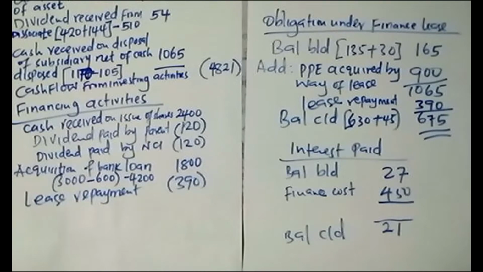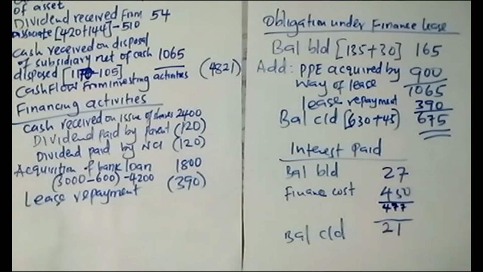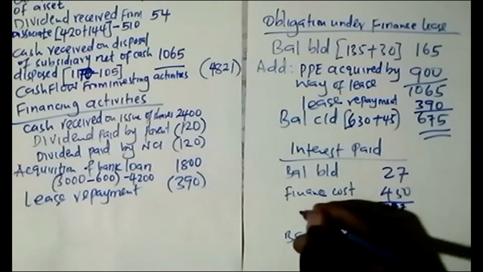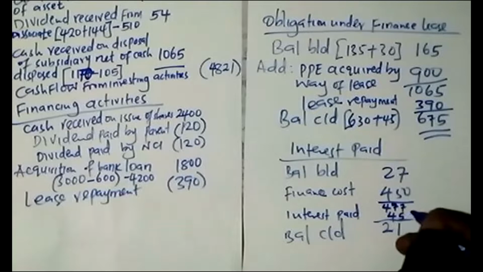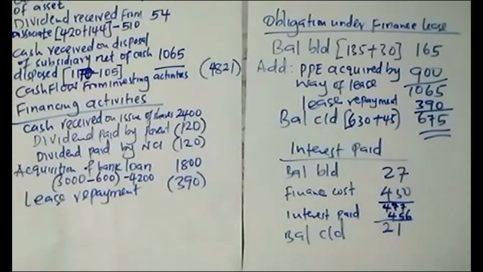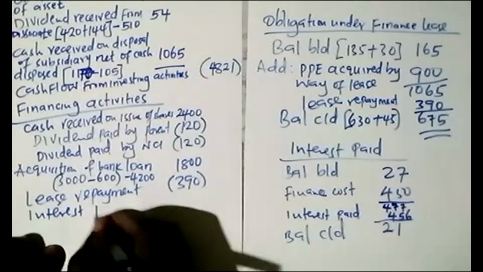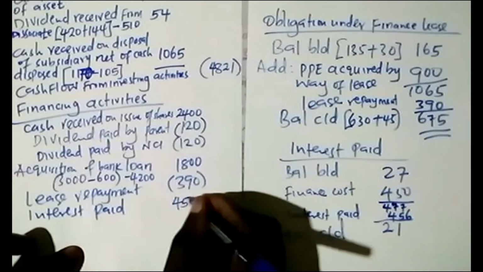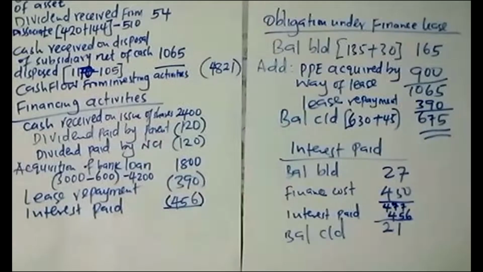So 27 plus 450, I'm getting 477. Then now it reduced to 21. So it reduced by 456, which means that they paid 456. So we record here interest paid. That one we subtract.